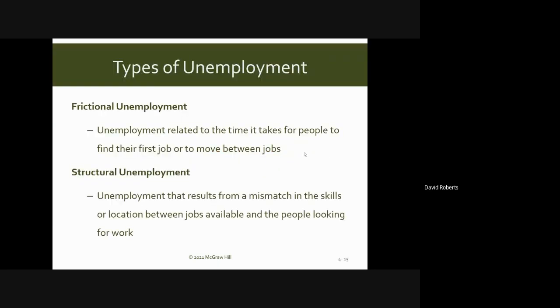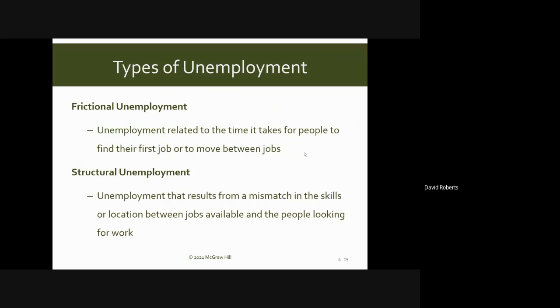Different types of unemployment. Frictional unemployment is related to when people take time between jobs. So if you leave a job and you want to give yourself 2 or 3 weeks before you start your new job, then that would be frictional unemployment. There's always going to be a certain percentage of people who are between jobs, either deliberately on their own choice or involuntarily.